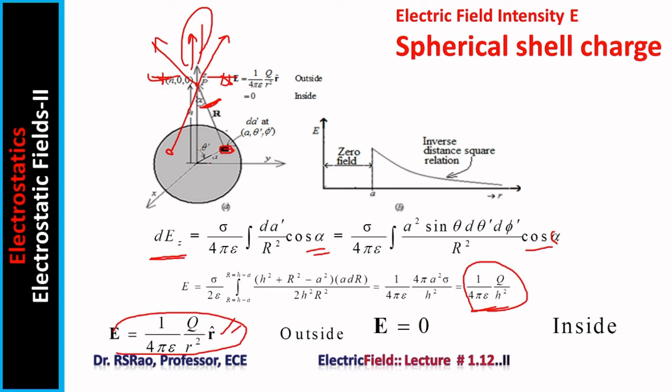Sometimes you are interested to know the field inside also. We can do the same manipulation, cosine rule and all that, and find E is 0. So inside the spherical shell the field is 0. You see here in the diagram, when the distance of the field point from the center is less than a, that is, when the field point is inside, the field is 0. Outside, it is varying. The relation is an inverse distance square relation.